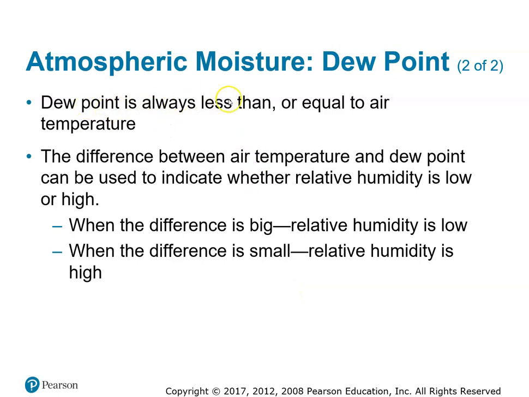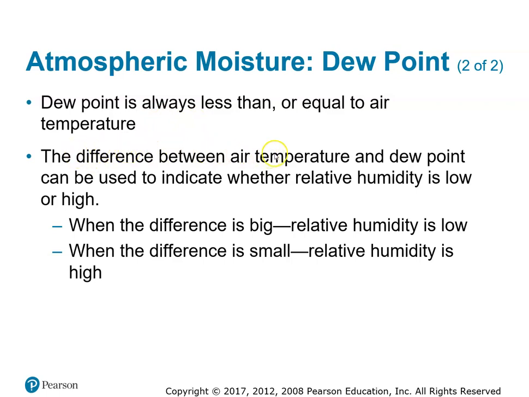The dew point is always less than or equal to the air temperature, right? It can't possibly be greater. All right, so the dew point is always less than or equal to the air temperature. And then, of course, when it's equal, that's when you have condensation occurring.